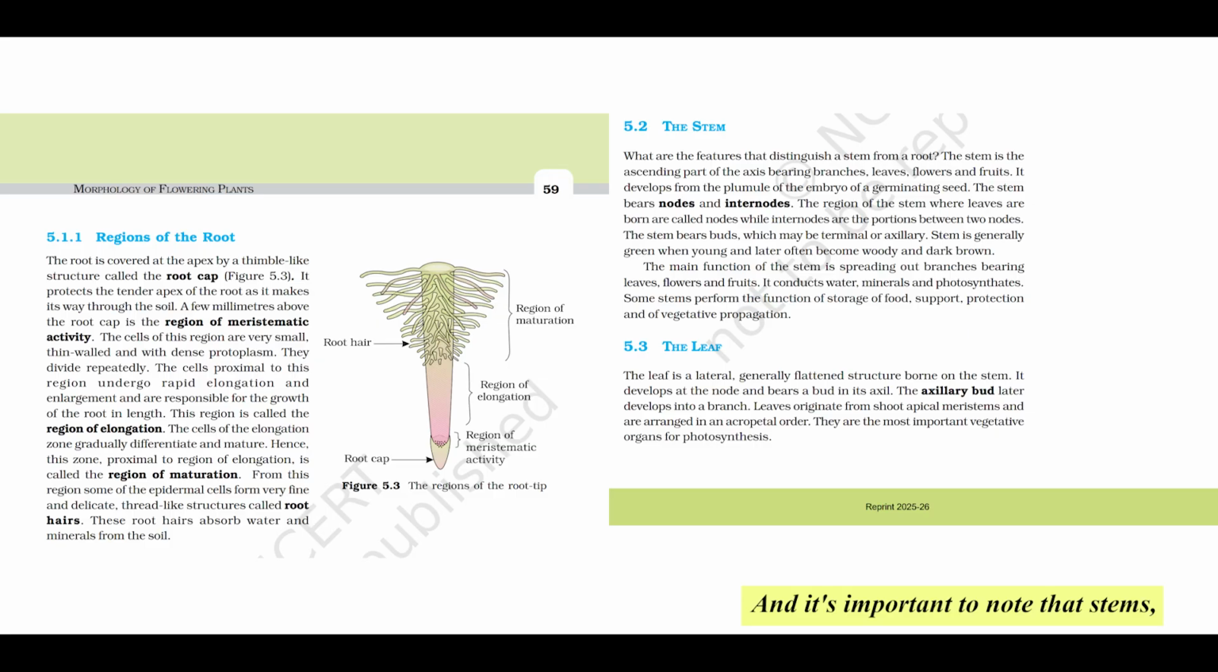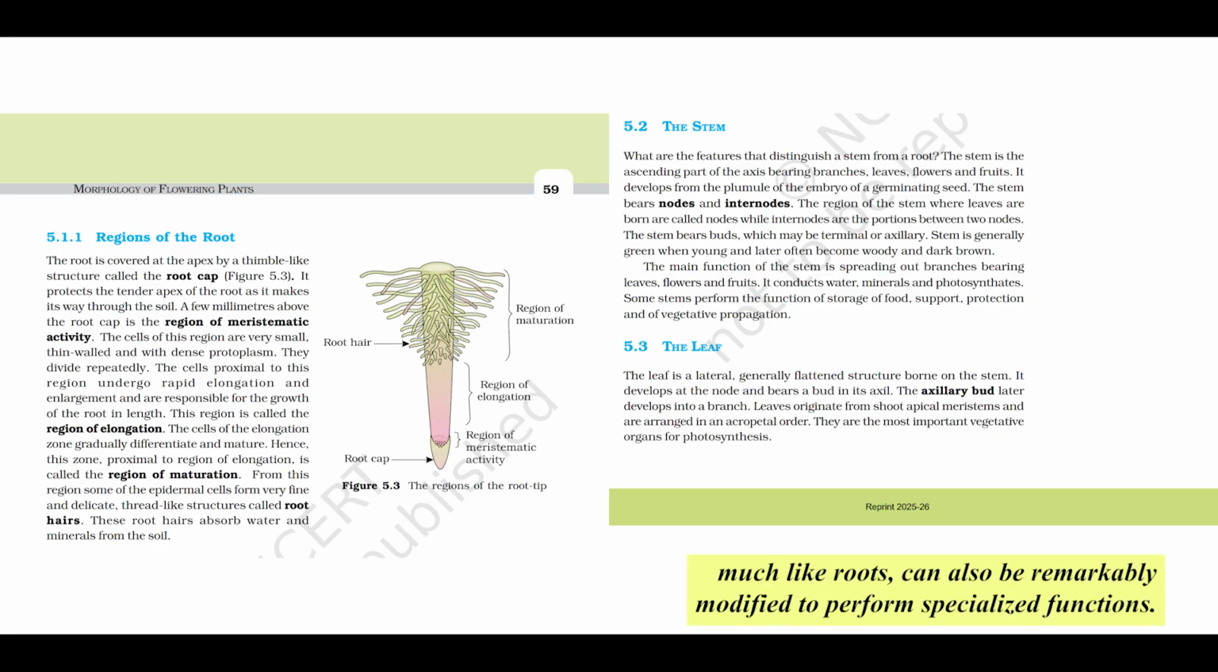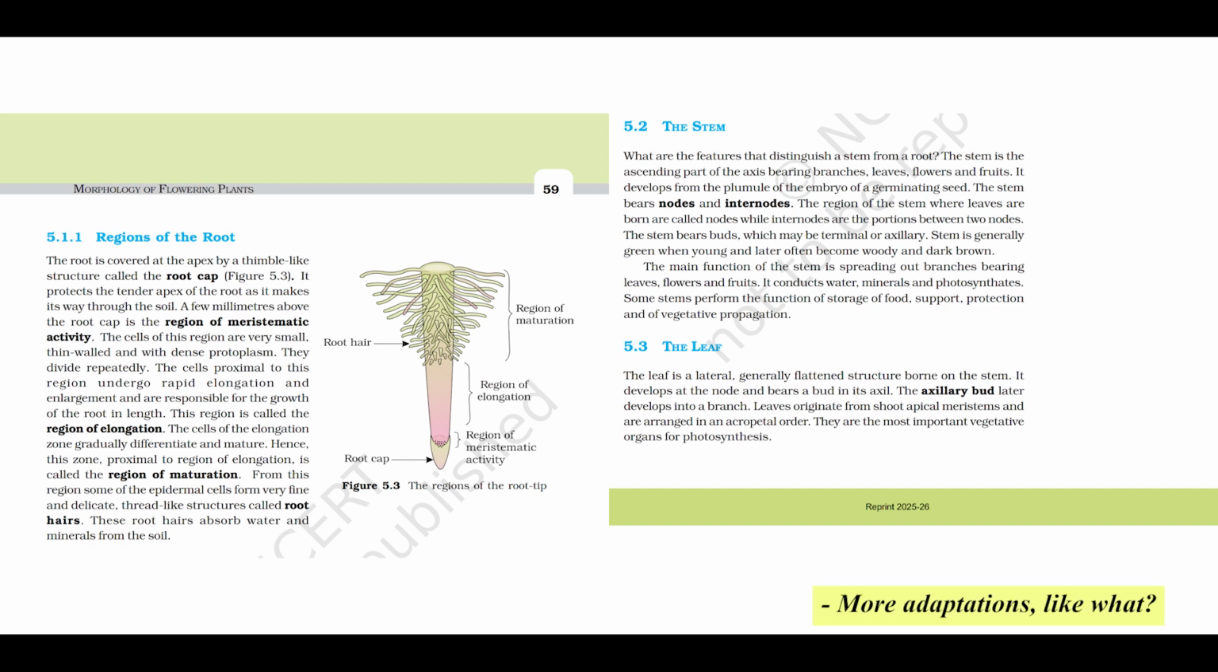And it's important to note that stems, much like roots, can also be remarkably modified to perform specialized functions. More adaptations. Like what? Well, for instance, the underground stem of a potato is a tuber, modified specifically for the storage of food. If you've ever seen grapevines or passion flowers, their delicate tendrils are actually modified stems, providing support by coiling around objects, allowing the plant to climb.